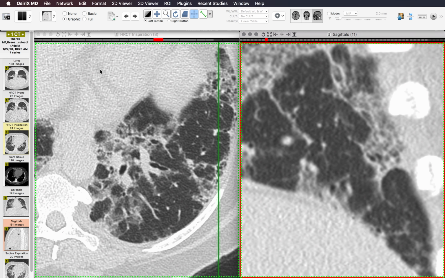Okay, so I hope this video has been of some use to you. In my next video, what I want to do is put all of these signs together and combine it with a distribution to help come to a differential diagnosis for ILD.